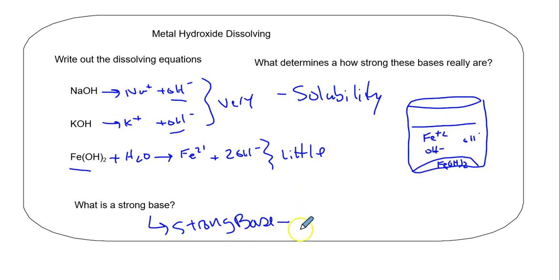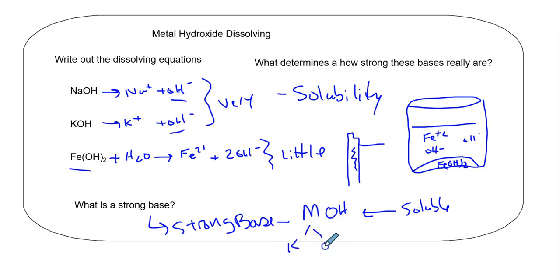So a strong base is really a metal hydroxide that is very soluble. And the ones that are really soluble come from the metals in the first two families of the periodic table. Okay, the most common ones are likely potassium and sodium. Those are right here and right here, super common.